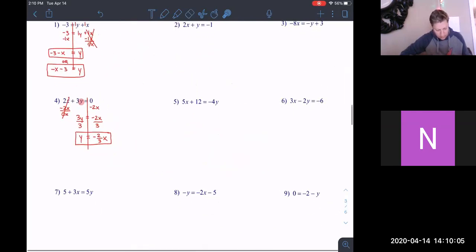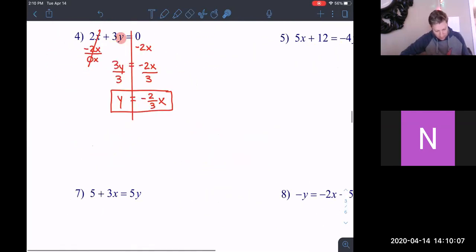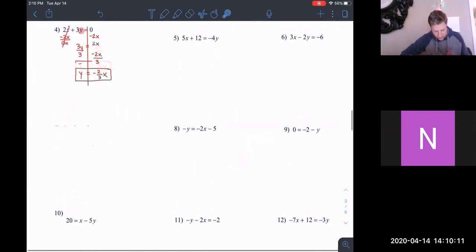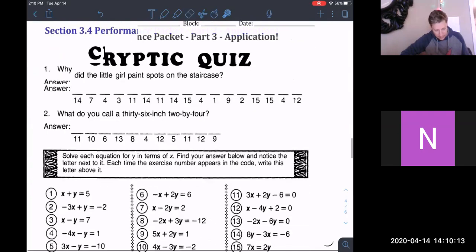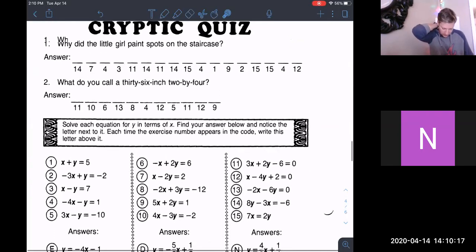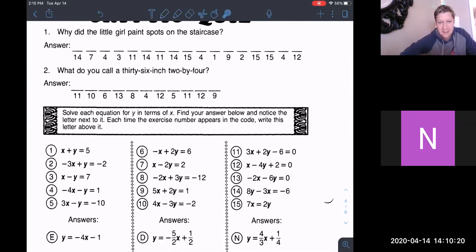Okay. So yeah, if you can understand 4 and you can handle that, then you can probably do the rest of the problems on this worksheet. So let's go to page 3. Let's go to the cryptic quiz. Yeah, that one's more different. It is, but you just got to take your time, make sure you're doing them right.